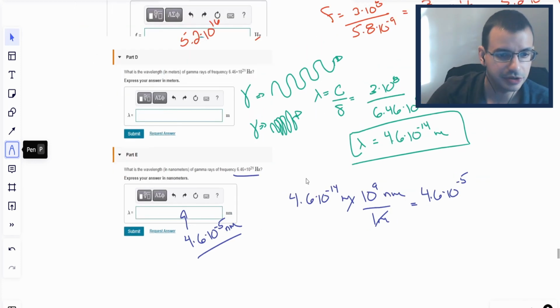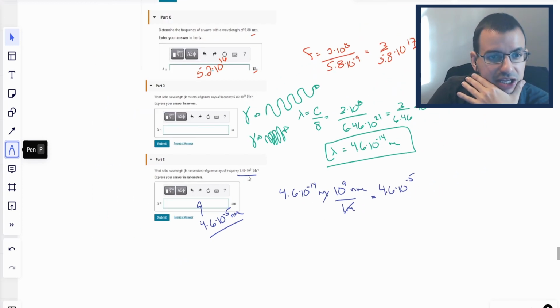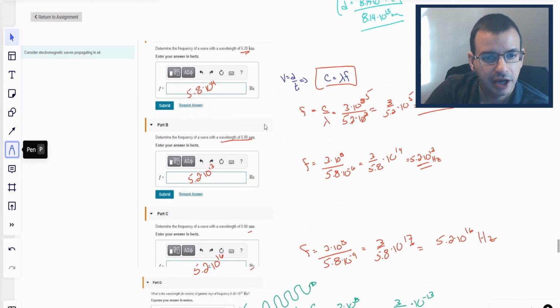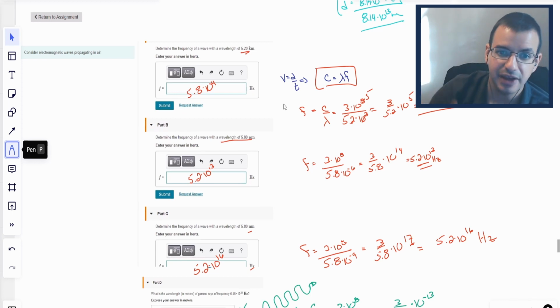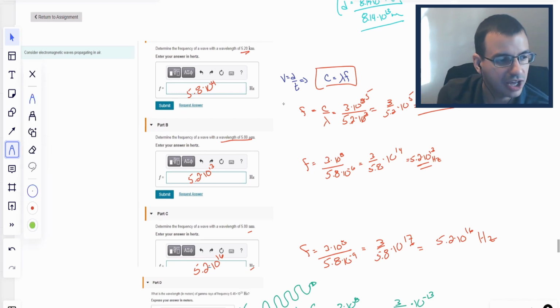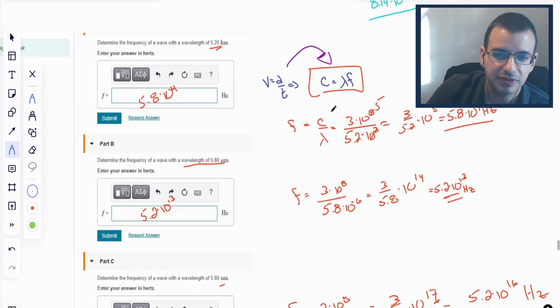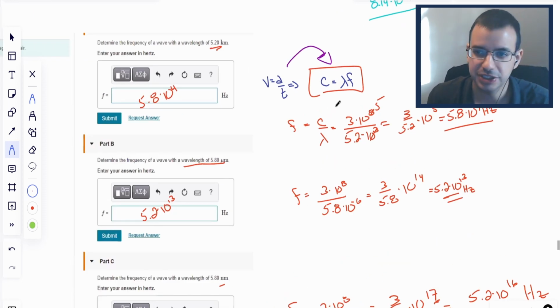So, and that's how we do these. Basically the idea here is, speed of light is constant in a vacuum. It obeys the law, velocity equals distance divided by time. And that is related to the speed of light being the wavelength times frequency of the electromagnetic wave that you're talking about. Hope that helped.